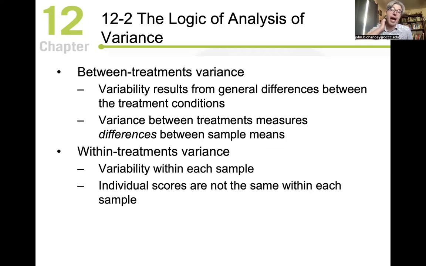What we're really looking at this point is between treatment variance and within treatment variance. So between treatment variance is the variability that happens from just general differences between the conditions. I'm going to show you some examples on the next slide. Within treatment variance, though, is looking at variability within each sample. So your individual scores may not be the same within each sample. So here's kind of what that looks like.